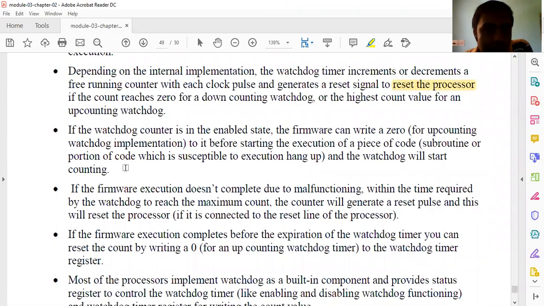Keep in mind, if the watchdog counter is in enabled state, the firmware can write a 0 to it before starting the execution of a piece of code.